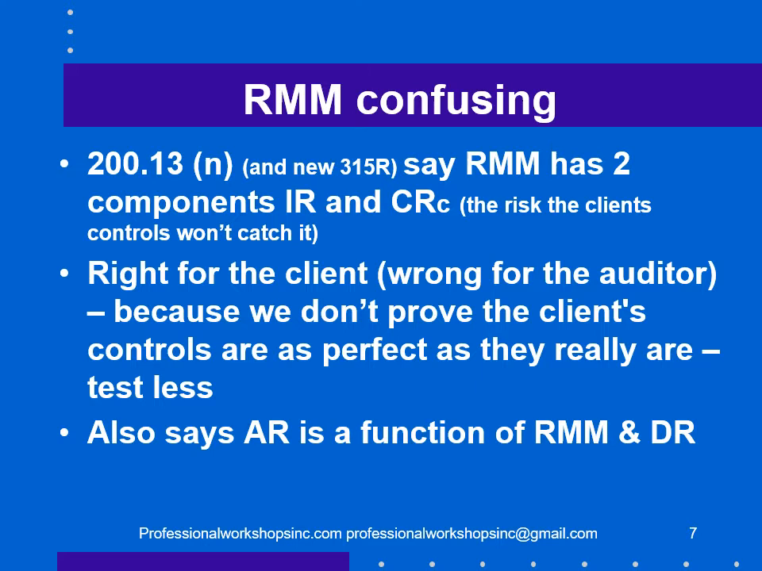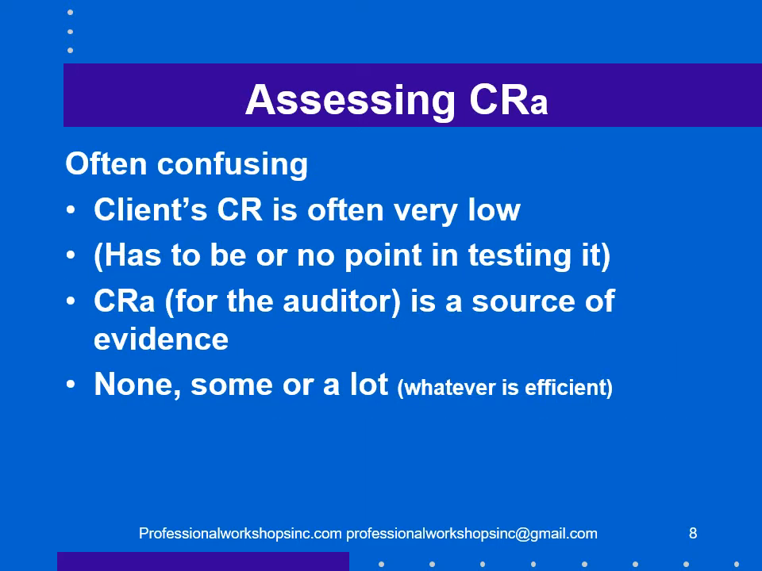It's right for the client, but it's wrong for the auditors, because we do not, in an audit, prove that the client's controls are as perfect as they are. We test less. We may have absolutely marvelous client controls and only do a little bit of testing and get a little bit of evidence. It also says that audit risk is a function of risk of material misstatement and detection risk. So again, we could get ourselves confused.